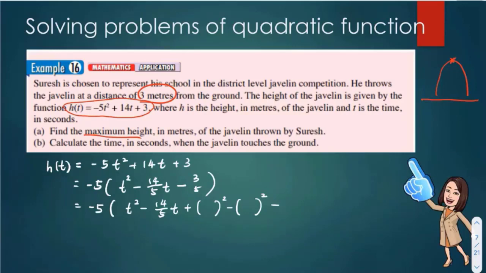Remember, hari tu cikgu dah mengajar balik cara nak buat completing the square kan? Okay, so dalam kurungan tu isi apa? What is inside the bracket? Remember now what's inside the bracket? Value of B divided by 2. Yes, value of B divided by 2. So now your value of B is negative 14/5. You have to take the value of negative also.